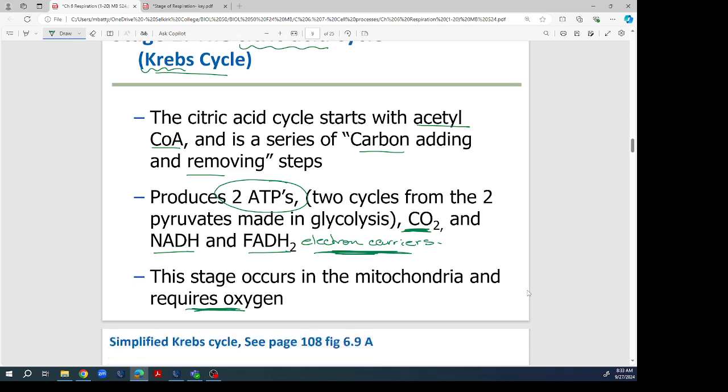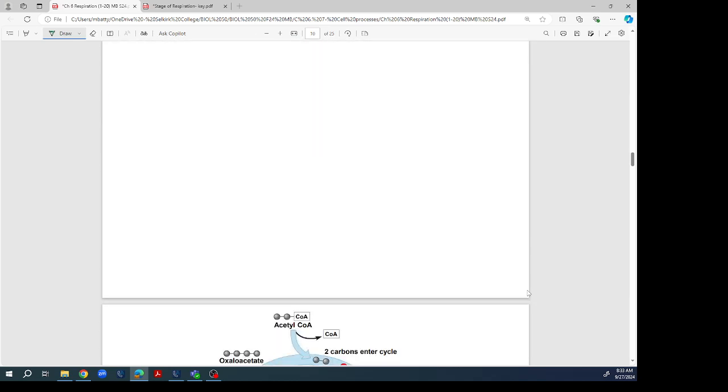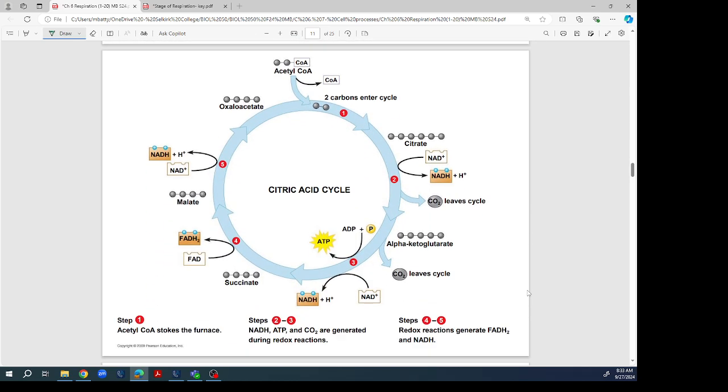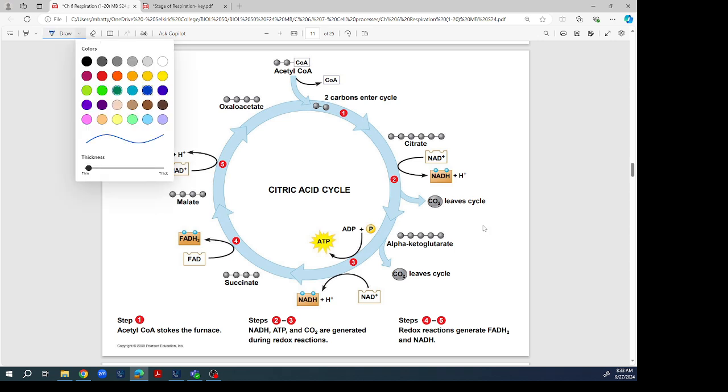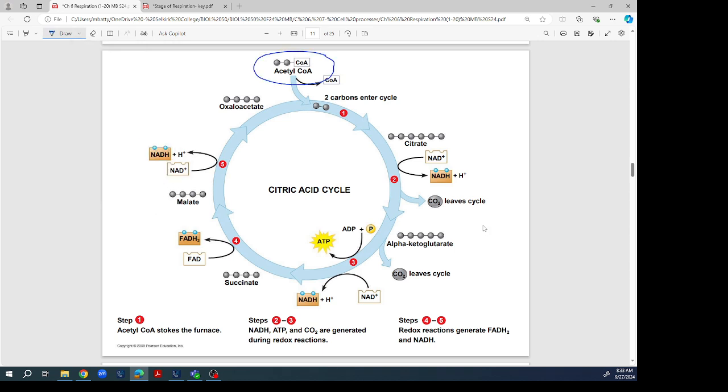So we're going to summarize this, but I thought maybe what we could do is look at this really detailed cycle. So this is straight from your textbook. And really what I want to do on this is just highlight some key things. So the key thing is that acetyl-CoA goes in, and there's 2 carbons going into the cycle. It's going to merge with a 4-carbon molecule, making this molecule right here.